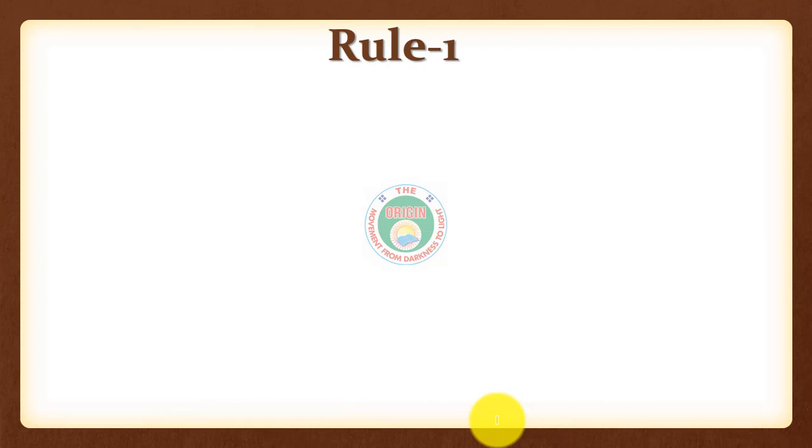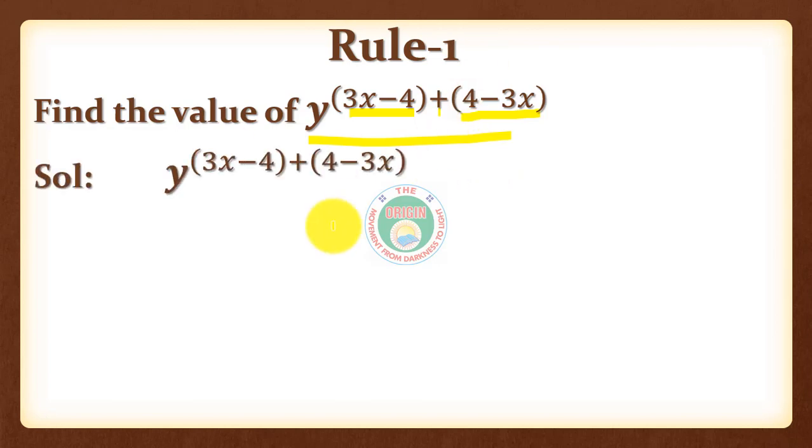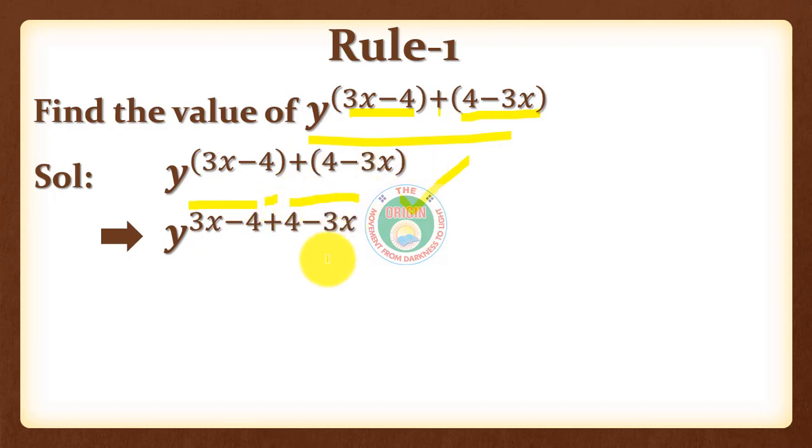Now, Rule 1. Example problem, find the value of y power 3x minus 4 plus 4 minus 3x. Solution. Same problem. Just I remove the brackets here. That is 3x minus 4 plus, as usual, 4 minus 3x. Same, I remove the brackets there.